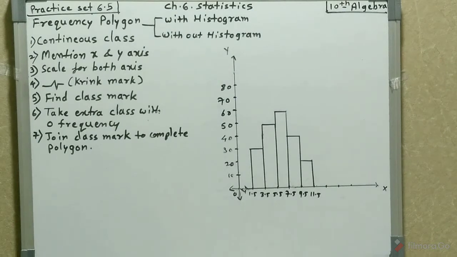So first we see the method with histogram. Suppose this is our histogram, ready. This is from practice set 6.4, question number 2. In this we draw a frequency polygon. What do we do? First draw the midpoint of each class. That is the class mark.